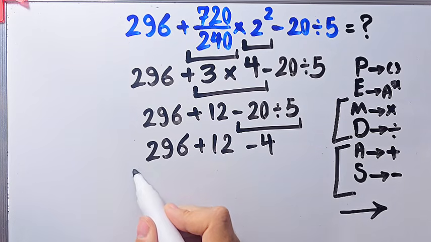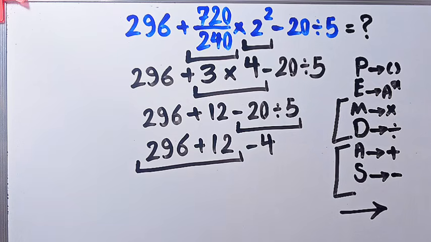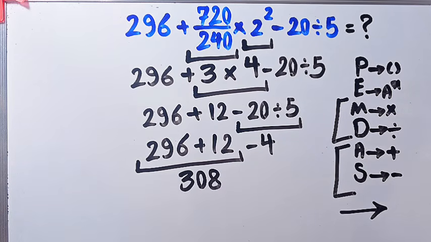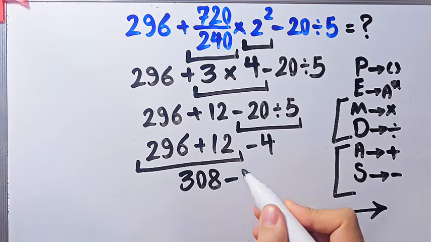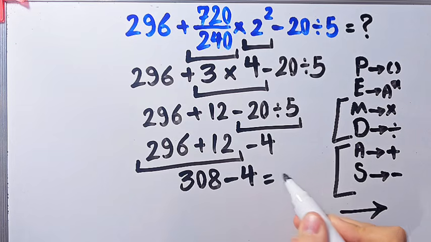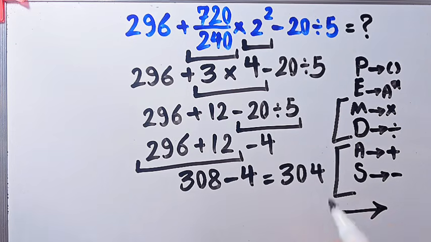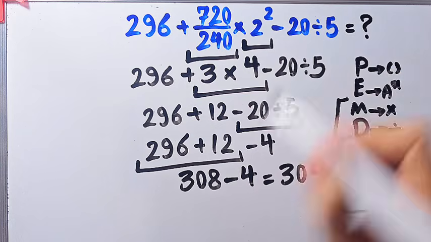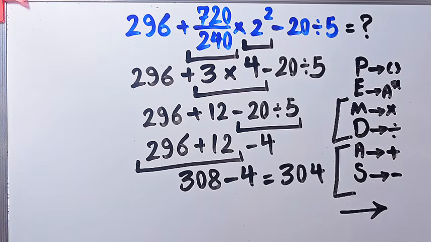Okay guys, 296 plus 12 equals 308. Now the question is 308 minus 4. 308 minus 4 equals 304. The final answer of this question equals 304. Guys, if you want to get the right answer of this question, you must follow the PEMDAS rule. If you don't pay attention to the PEMDAS rule, you get the wrong answer.